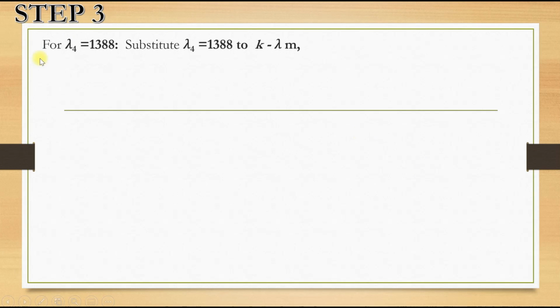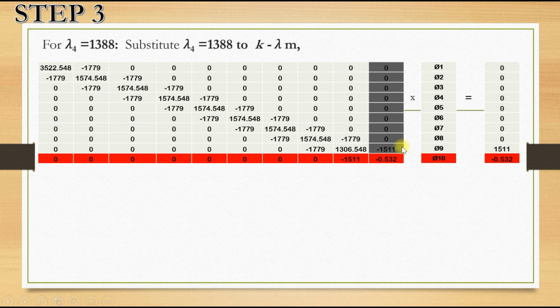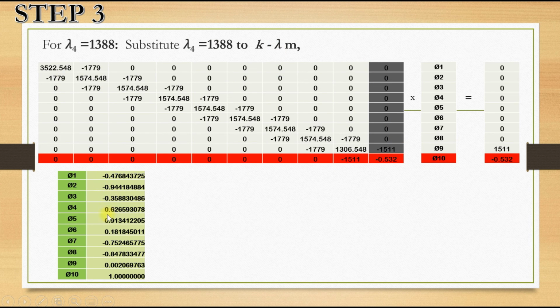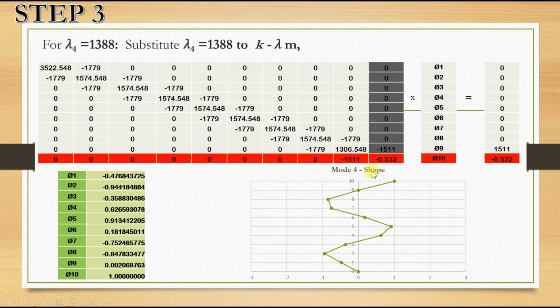For mode 4, isa-substitute natin yung eigenvalue, which is 1,388, dito sa formula. So, makukuha natin ito. So, ito yung eigenvectors. So, dito sa 1, negative 0.476843,725 hanggang dito sa 10, which is equal to 1. So, ito naman yung shape ng mode 4. Ganito.